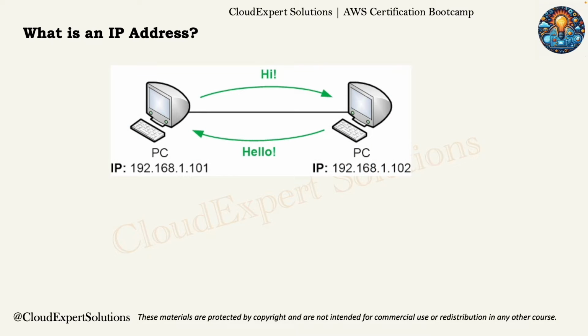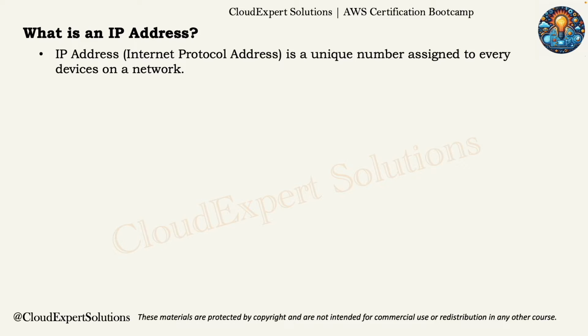Think of an IP address like a phone number. It helps one computer find and talk to another one on a network. An IP address or Internet Protocol address is a unique number assigned to every device on a network, like your computer, phone, or EC2 instances. It allows devices to send and receive information. There are two different types of IP addresses.